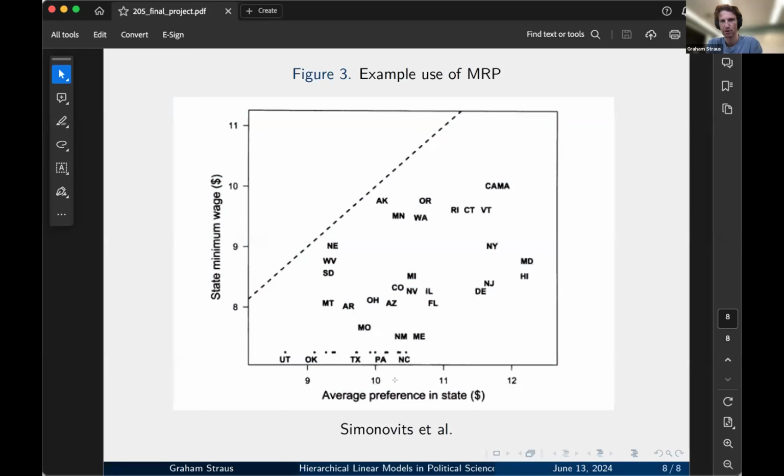So the claim of this paper is that policy is not actually reflective of what people want. You can't ask every single person in the country what they want the minimum wage to be, but you can take a poll and then use MRP to do better at getting opinion right in various geographies.